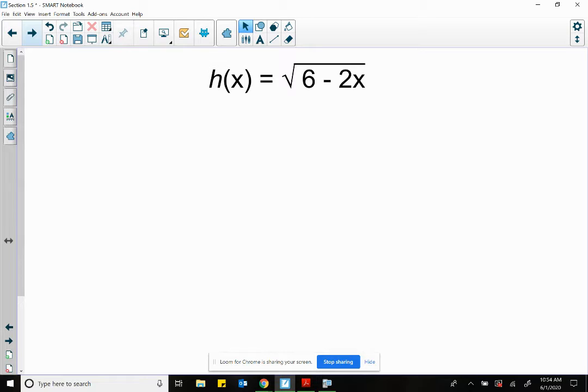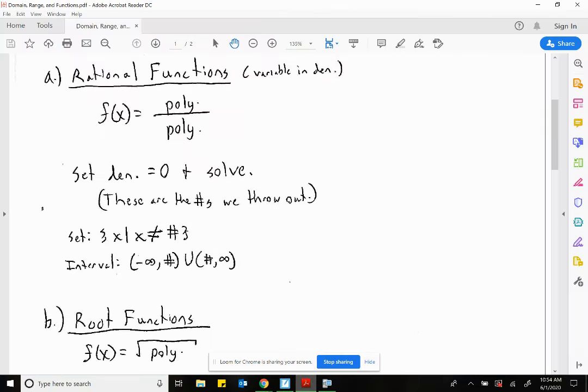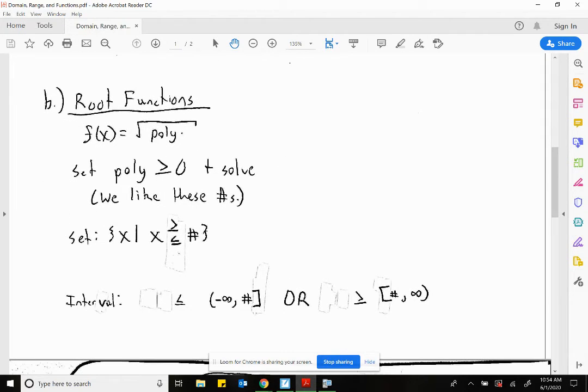Then there's this one. Right now, our domain is all reals. Unless it looks like a rational, which it's not. But does it look like a root? Absolutely. It's got that square root on it. So when it comes to roots, you're going to take whatever's under the radical and set it greater than or equal to 0. And you're going to solve.